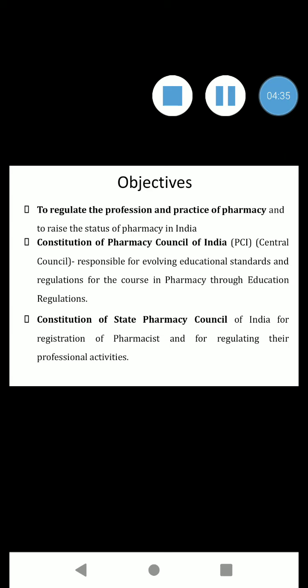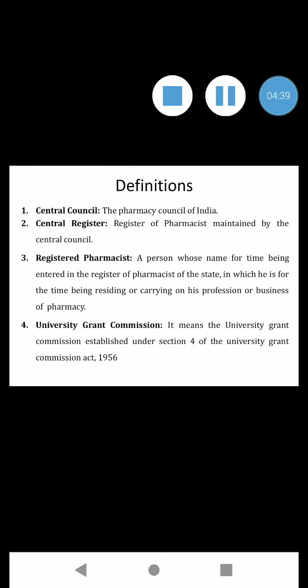Next we discuss the definitions. The first definition under the Pharmacy Act: Central Council means the Pharmacy Council of India. The next definition is the Central Register. This is the register maintained by the Central Council, and it is only for pharmacists.